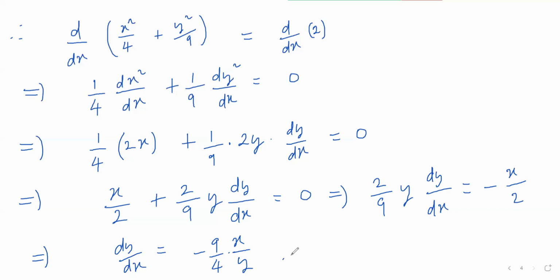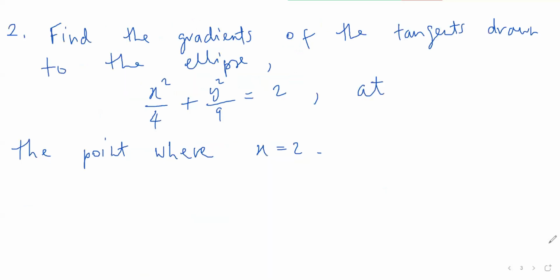So now that we have what dy dx is, which of course is the equation of the tangent to the ellipse at any point xy. This is the equation of the tangent to the ellipse at any point xy. But what we're interested in, as the example stated, are the gradients of the tangents drawn to the ellipse at the point where x is equal to 2.